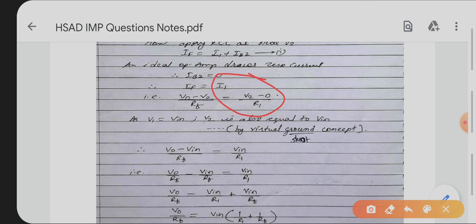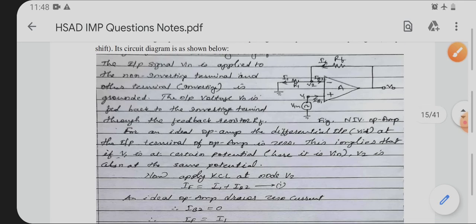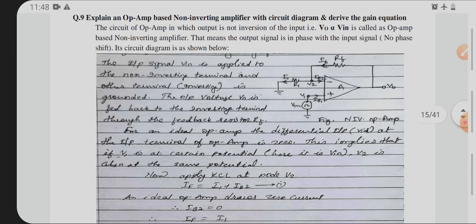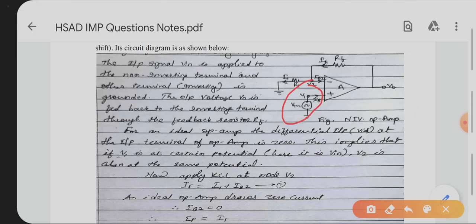Now if V1 is equal to V in, that means the voltage present at point V1 is equal to V in. You can see the diagram again. What is the voltage present at V1? If V1 is equal to V in, it means whatever is the voltage at the non-inverting terminal, that same voltage should be at the inverting terminal, to get delta VID equal to 0 for an ideal operational amplifier. So if V1 is equal to V in, V2 is also virtually equal to V in.